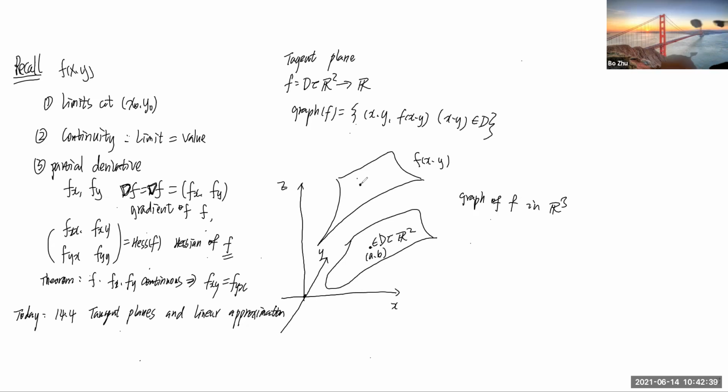So let me change the color. This is f(a,b), right? And then we can find many curves on the graph. This is curve 1, we can say this is gamma 1. And then we can have another curve, gamma 2.